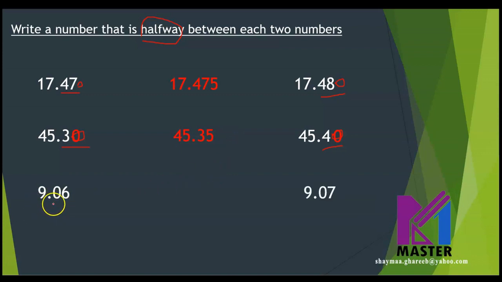One more example, 9.06, 9.07. 9 and 6 hundredths, 9 and 7 hundredths. So in order to find the number in the middle, I will add 0 to each number. Now I have 9 and 60 thousandths and 9 and 70 thousandths. The number exactly in the middle between 60 and 70 is 65. So my number will be 9 and 65 thousandths. How to write it? 9.065.